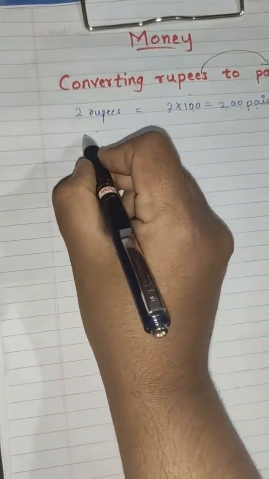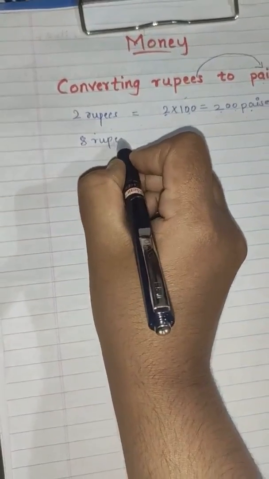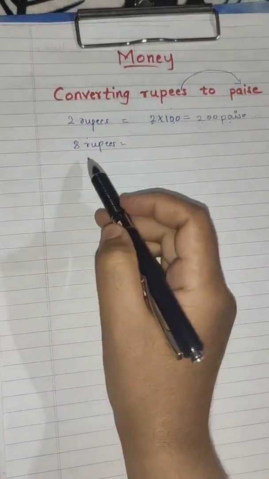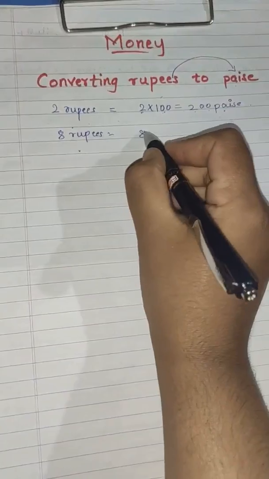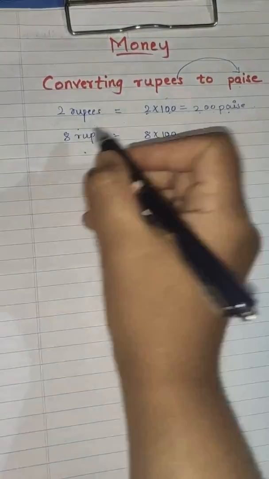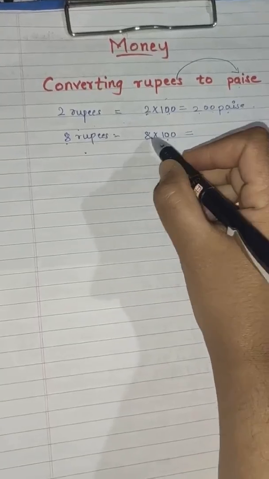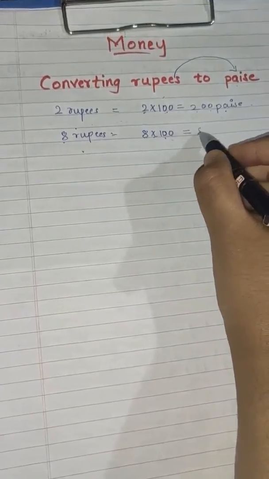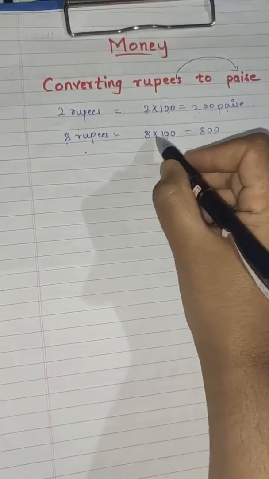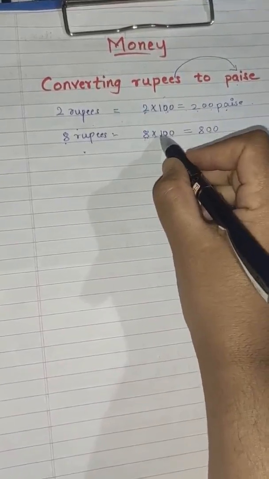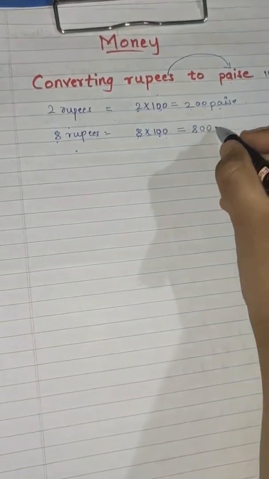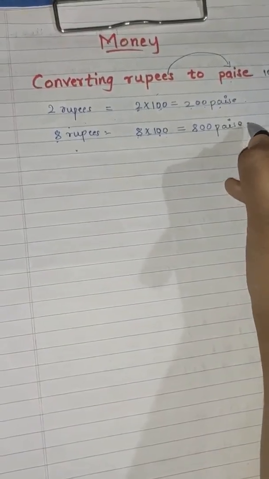In the same way, 8 rupees. Okay, so we have to convert this 8 rupees into paise. So 8 into 100. You have to multiply this 8 by 100. So 8 into 100 is equal to 800. See here, 800, 8 ones are 8. So 800 paise. Understood, children?